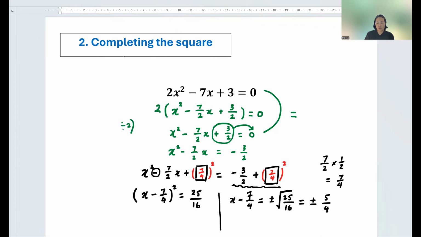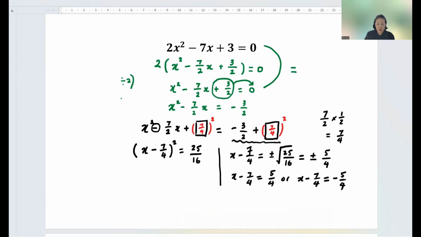So we will get 2 x values. Let's have a look. If you put this in your calculator, you should have x equals 5 over 4 plus 7 over 4, and then you will have x equals 3 because 12 over 4 is 3. Or x equals minus 5 over 4 plus 7 over 4, and your x will become half. My final answer, I got 2 x values: x equals 3 or half.